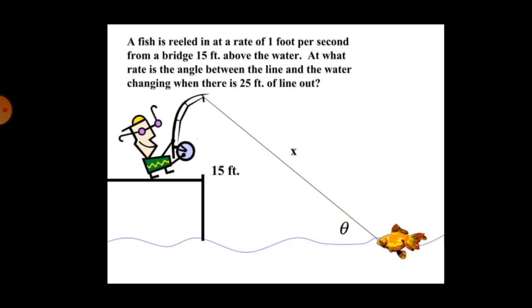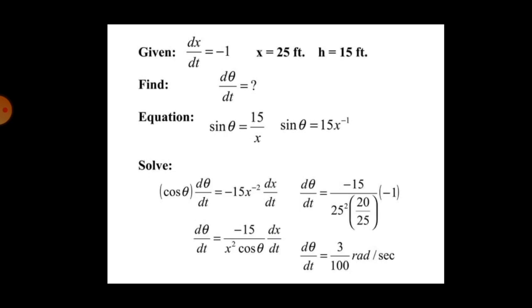A fish is reeled in at a rate of 1 foot per second from a bridge 15 feet above the water. At what rate is the angle between the line and the water changing when there is 25 feet of line out? So, the height above the water is 15 feet. Given dx over dt is equal to negative 1. Then our x is equal to 25 feet. Then height is equal to 15 feet.